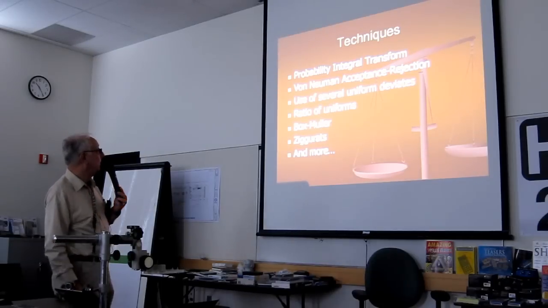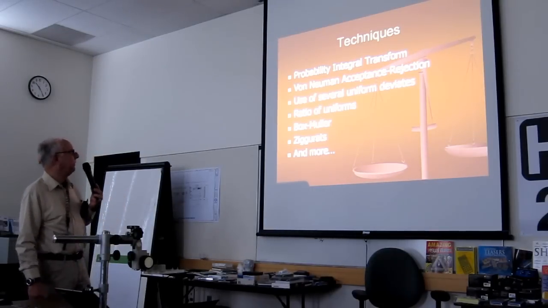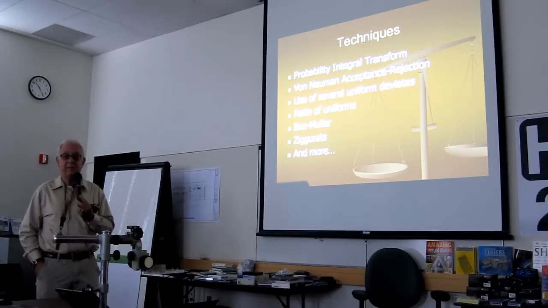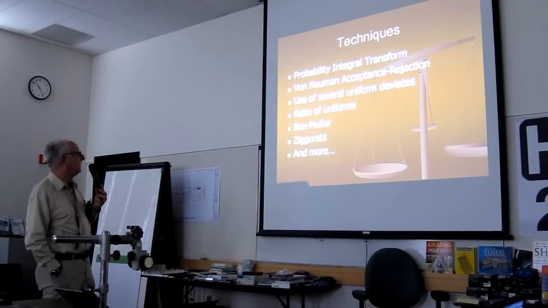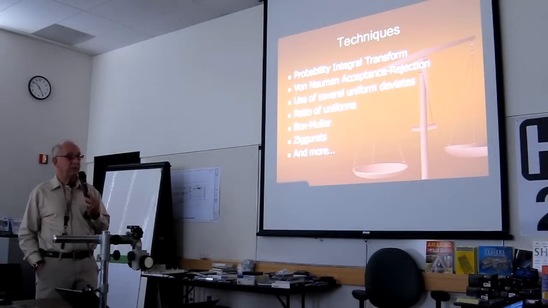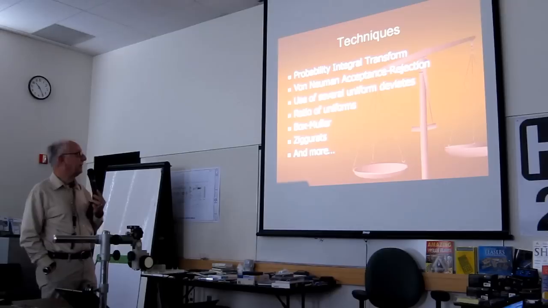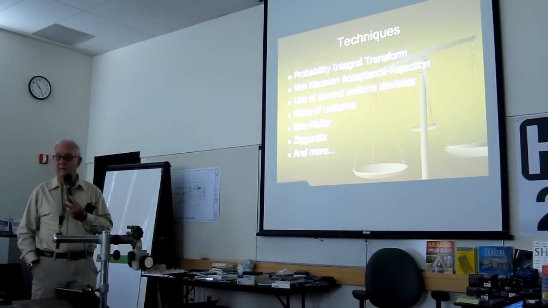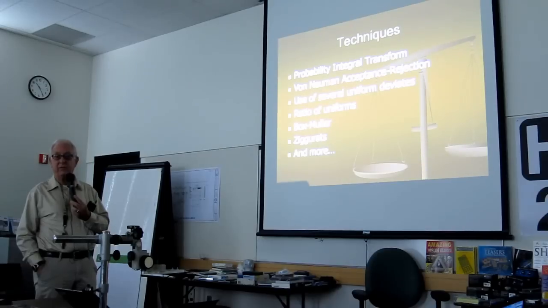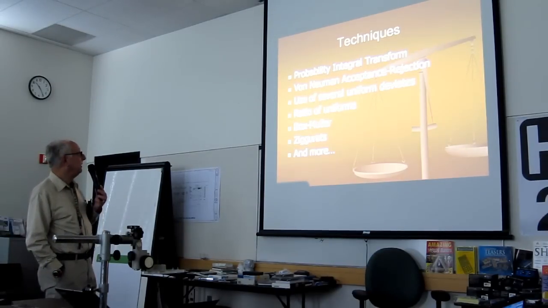So here are some of the ways we can try to generate normal distributions. Okay, the probability integral transform. That's sort of the standard one. It's in the Handbook of Mathematical Functions. You just apply a function to the uniform random number, and you end up with one that's normally distributed.